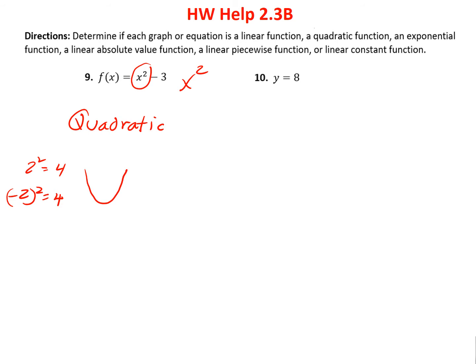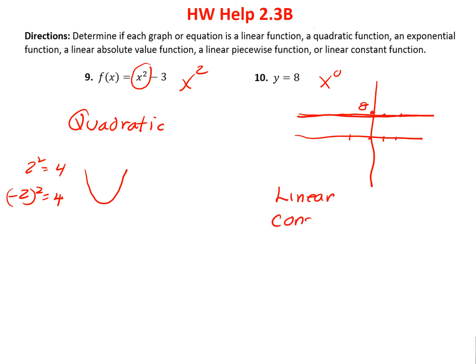On the other hand, the next one is y equals 8. Notice that there is no x function here at all. The x is gone. In this case, if you were to graph it, when x is 0, y is 8. When x is 1, y is 8. When x is 2, y is 8. And likewise, negative 1. Here there's no x, and this is our linear constant function. So what makes this different from the other linear functions is you notice there's no x in the equation. It's just always constant, and we call that the constant function, linear constant function.